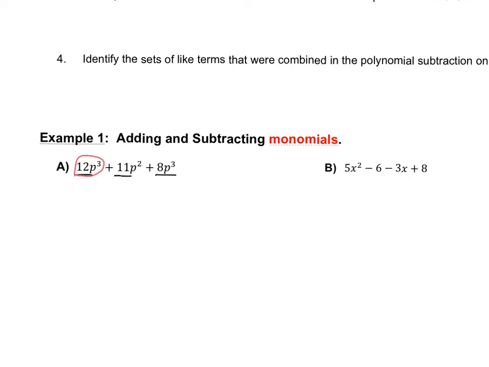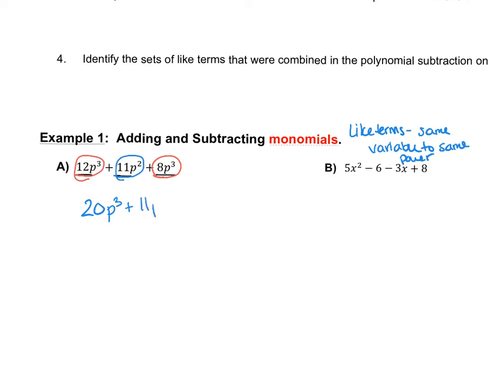So we've got 12p cubed matches 8p cubed, and 11p squared doesn't quite fit. It has to be like terms of the same variable to the same power. So when I combine these, I end up with 20. 12 plus 8 is 20p to the third plus 11p squared. And I'm writing my answer in standard form, largest degree first. So this is a degree of 3, and that's a degree of 2.